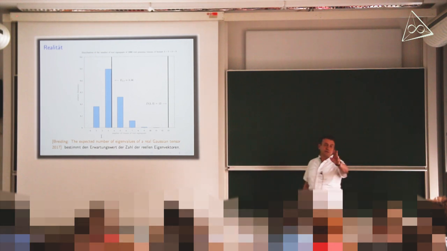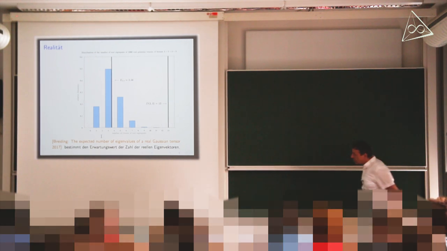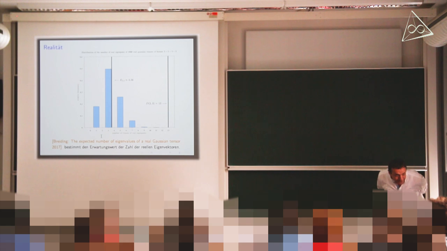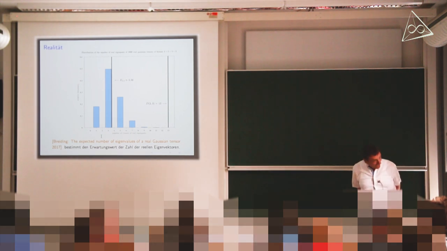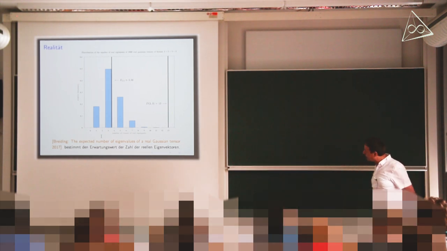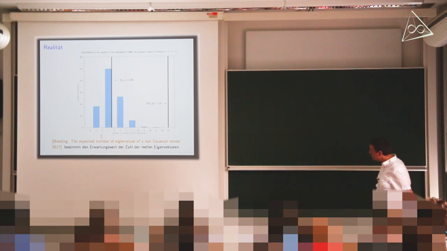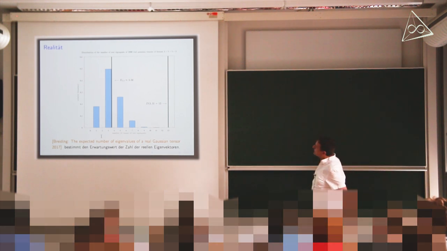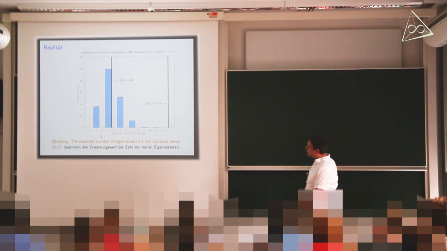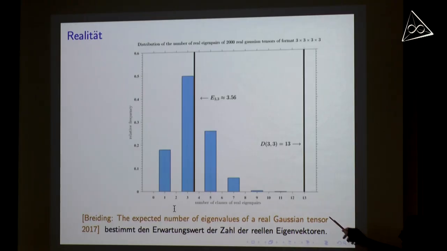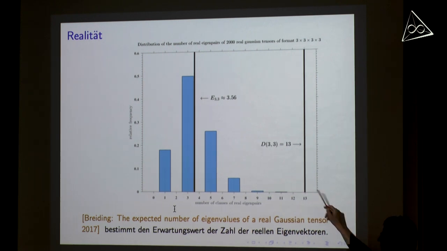So Paul Breiding, who is here somewhere, proved a very, very nice theorem. He said, well, how many real solutions are there on average? So what can we expect about the histogram of real solutions? Let me illustrate this in the case of 3 by 3 by 3. We know the complex count is 13, so there are always 13 complex eigenvectors.